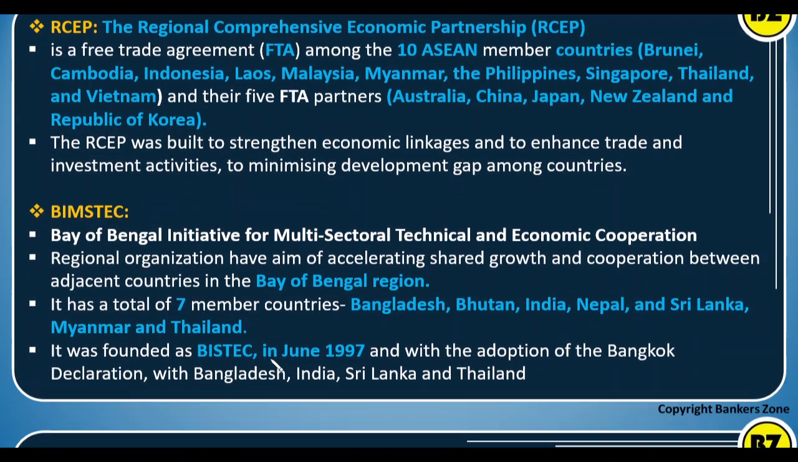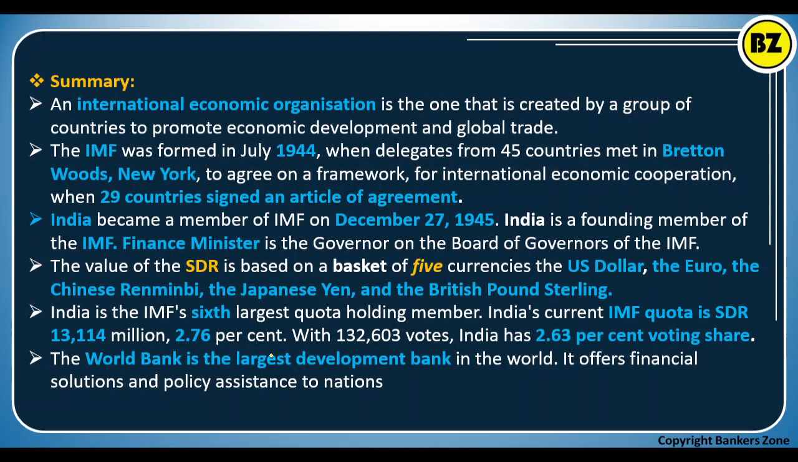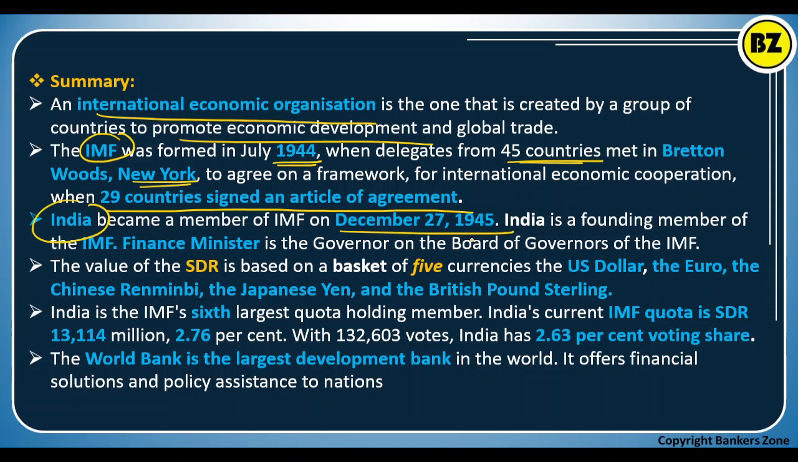Now see the summary part of what we learned in this session. An International Economic Organization means simply an organization which promotes economic development. IMF was established in 1944. 45 countries met at Bretton Woods to establish the IMF, and 29 countries signed the Articles of Agreement of the IMF. India became a member of IMF in 1945.